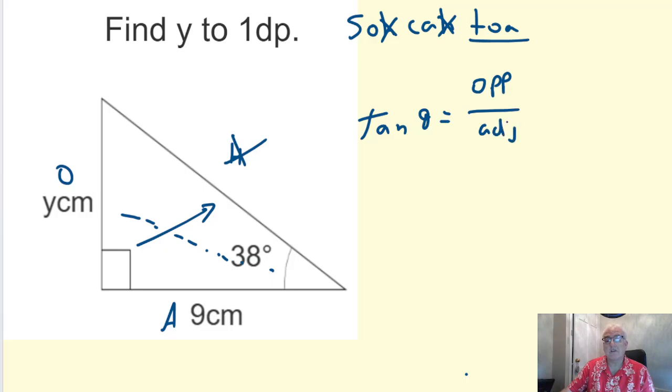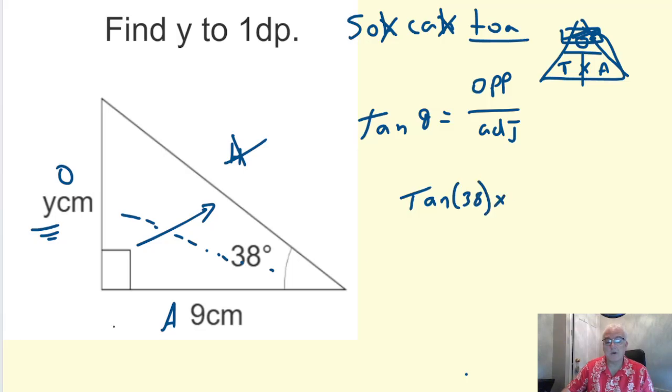over adjacent. Now remembering back to the triangles, if you're used to using the triangles, I've got tan of the angle, opposite, adjacent. So remember, if I want to find the angle, I'm going to do opposite divided by adjacent. In this case, it's the opposite they want me to find. So if I cover up the opposite, then I'm going to do tan of the angle multiplied by the adjacent. So let's write in what I know. The tan of 38 multiplied by the adjacent, which is 9, and that's going to give me y.